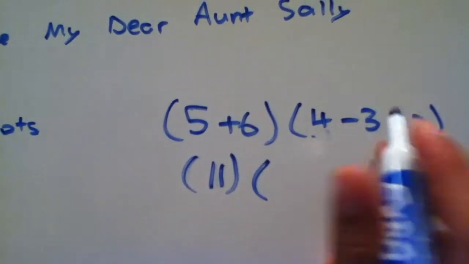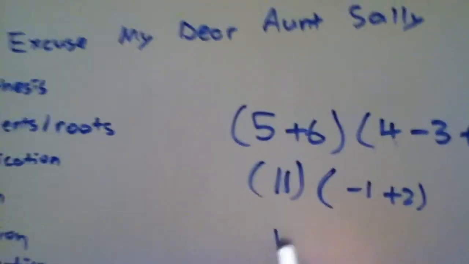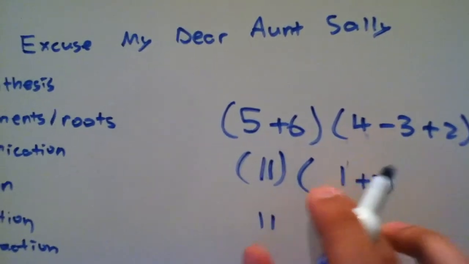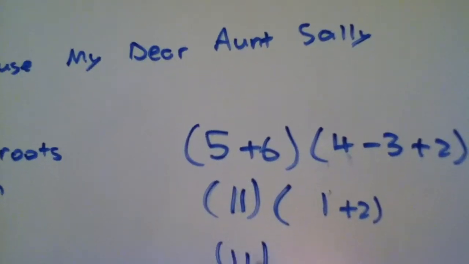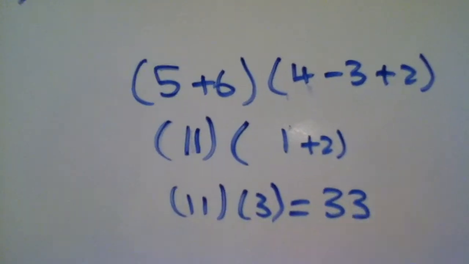So you go from left to right, just as you read. 4 minus 3 is 1, and plus 2. And then this is 1 plus 2, not minus 1. And then this is 11 times 3, which is 33.